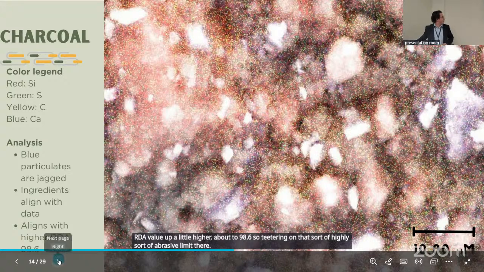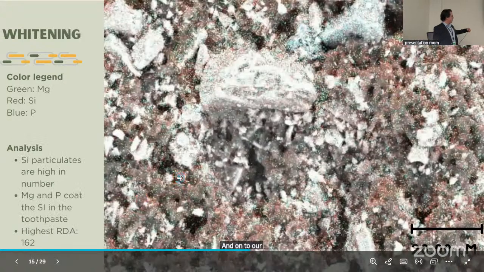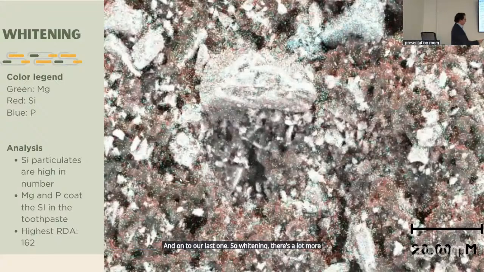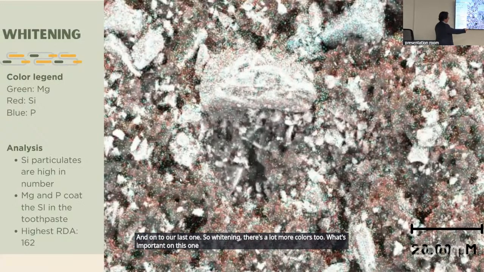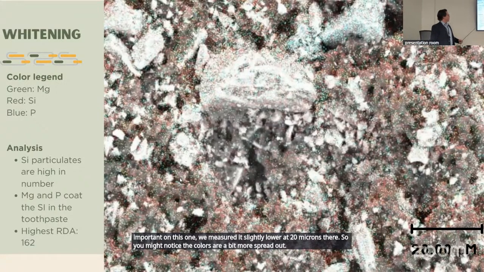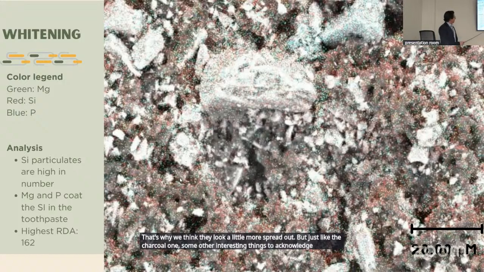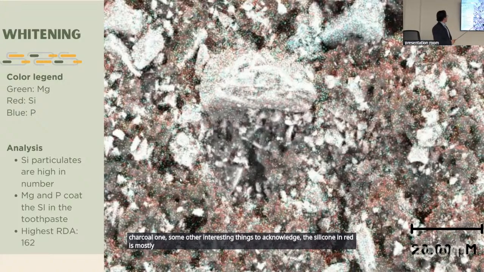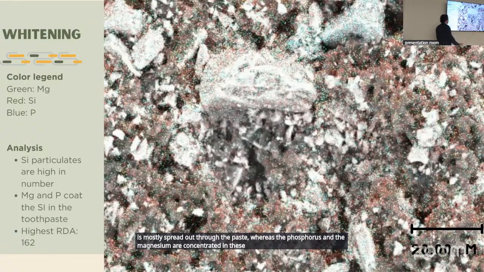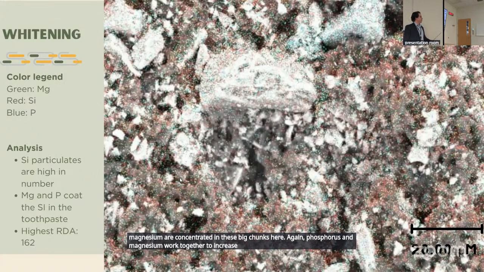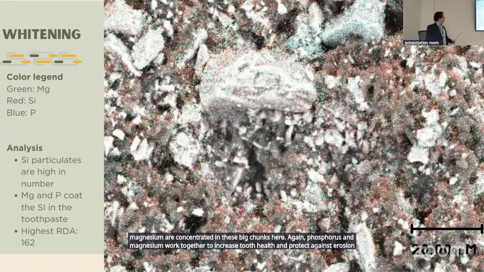And on to our last one. So whitening, there's a lot more colors too. What's important on this one, we measured it slightly lower at 20 microns there. So you might notice the colors are a bit more spread out. That's why we think they look a little more spread out. But just like the charcoal one, some other interesting things to acknowledge. The silicone in red is mostly spread out through the paste, whereas the phosphorus and the magnesium are concentrated in these big chunks here. And again, phosphorus and magnesium work together to increase tooth health and protect against erosion, rebuild enamel, and all that good stuff.